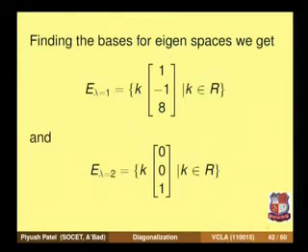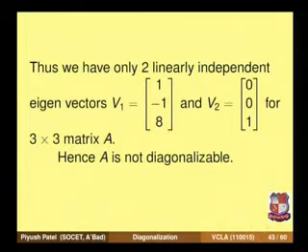Therefore we have only 2 linearly independent eigenvectors in total, which is fewer than the order of the matrix, and hence the matrix is not diagonalizable. So this is the case where the matrix is not diagonalizable. Whenever you have fewer eigenvectors than the order of the matrix, then the matrix is not diagonalizable.